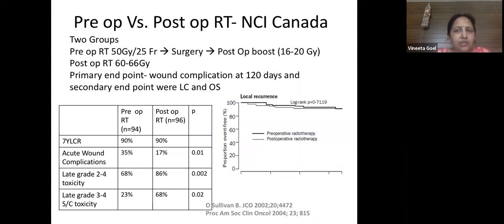So this trial had approximately 200 patients, and these patients were randomized into two arms. Arm 1 was treated with preoperative radiation therapy to a dose of 50 gray in 25 fractions followed by surgery, with or without postoperative boost depending on if the margins were positive. And in the second arm, the patients were treated with surgery followed by postoperative RT in the dose of 60 to 66. The primary endpoint of this trial was wound complication at the end of 120 days, and the secondary endpoints for this trial were local control rate and overall survival.